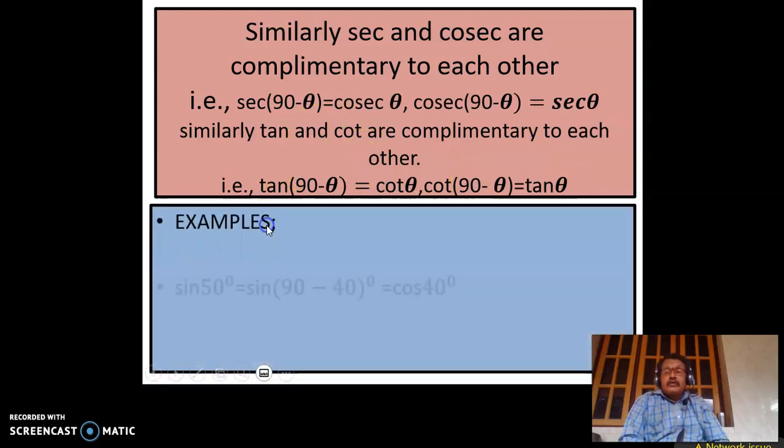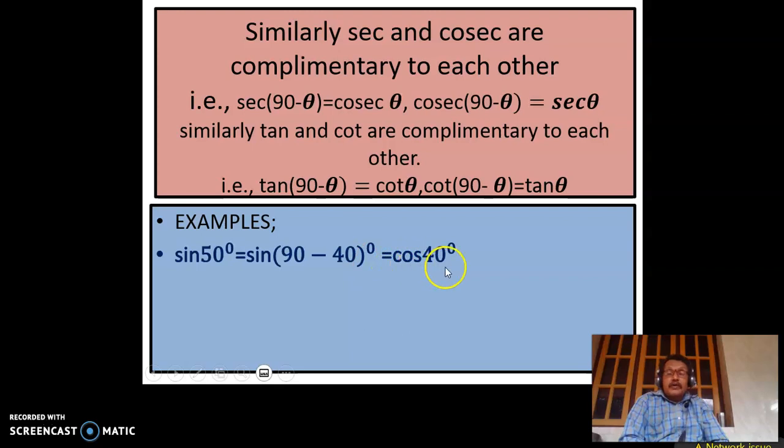Now some examples. Sin 50 we can write as sin 90 minus 40, which is cos 40. Here 40 plus 50 is 90, so sin 50 equals cos 40. Similarly, cos 72 and 18 add up to 90, so cos and sin are complementary. Cos 72 can be written as cos 90 minus 18, which equals sin 18. So cos 72 equals sin 18.